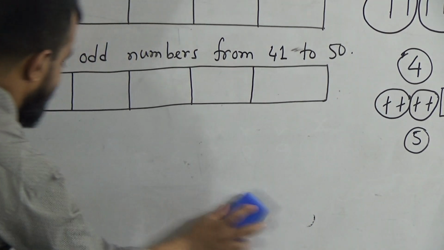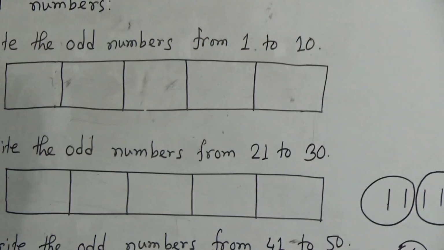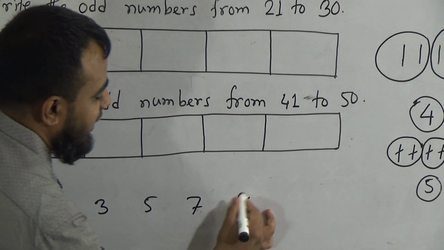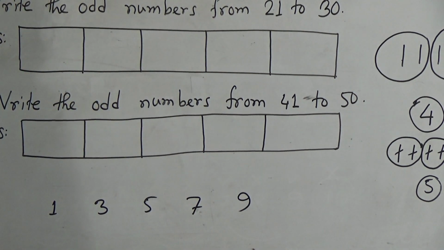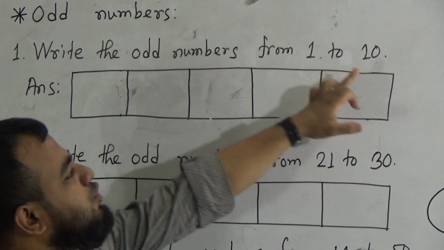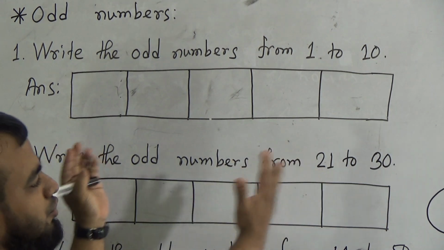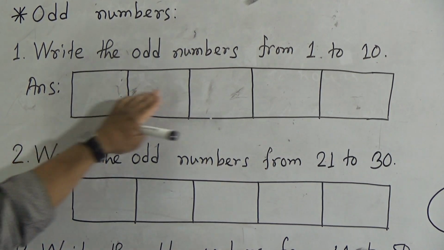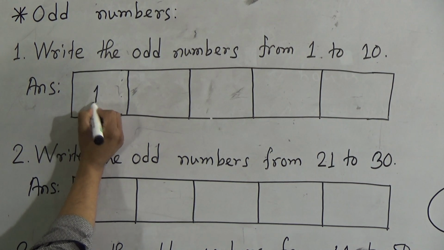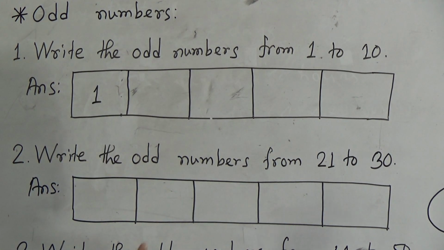Okay. So the digits 1, 3, 5, 7 and 9, these 5 numbers are odd numbers. Now look, write the odd numbers from 1 to 10. That means in between 1 to 10, how many odd numbers are there? We should write down in these blanks. Okay, we already know that 1 is an odd number because 1 can't make a pair. So we should write down 1. Then 2 can make pairs. So 2 is not an odd number.